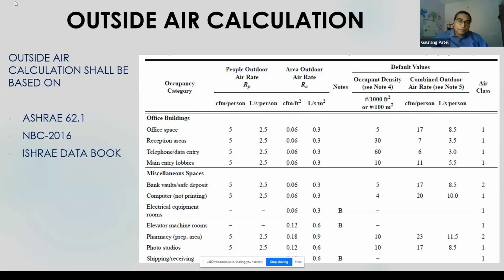For example, if you take an office building, it says 5 CFM per person of outside air, plus for the area, 0.06 CFM per square feet. So you need to calculate for all your areas what amount of minimum ventilation outside air you need to add into that room, and that comes as a heat load for you.